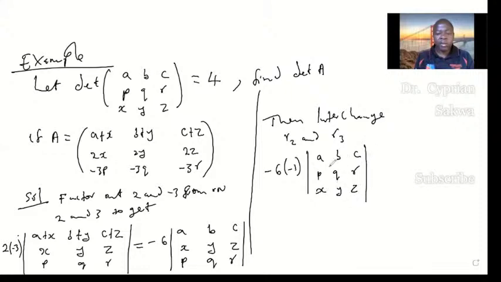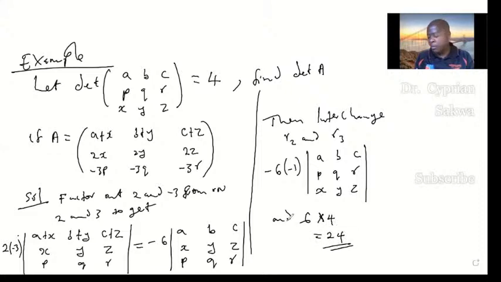But I know what this one is. This is the determinant of ABC, PQR, XYZ, which is given to us to be 6. So the answer therefore is this positive 6. Now, this one is given to us as 4. So the answer is this positive 6 times that 4, which is 24.